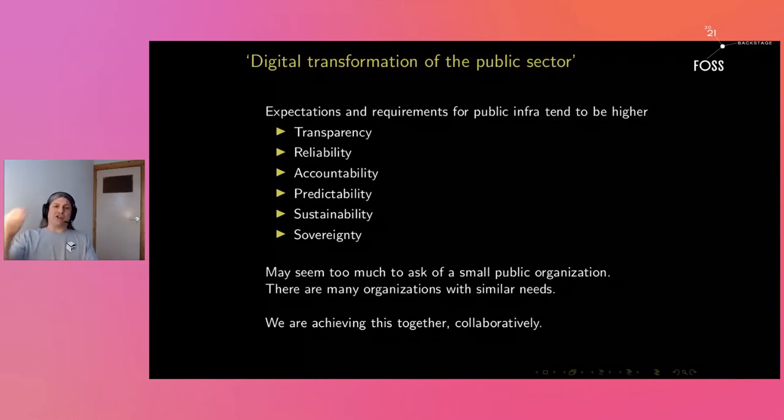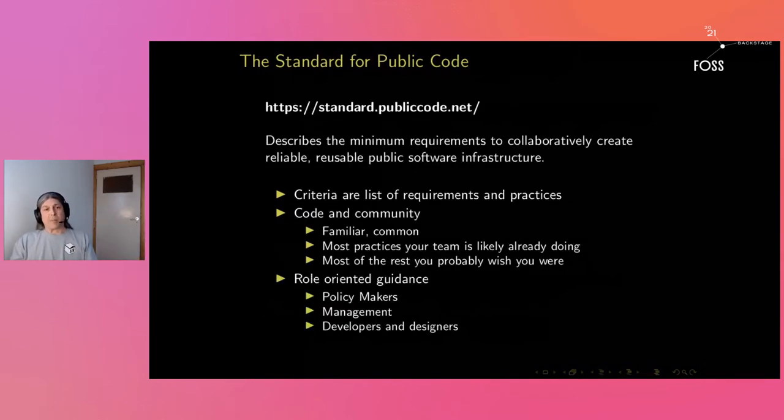And the way we are achieving this today to meet these expectations and fulfill these requirements is collaborating in the open across organizations. And a key tool to that is the standard for public code. All of the collaborators agree to fulfill the requirements and uphold all the criteria in the standard. And if you're a developer, as you look through this, you're not going to see anything that's very surprising to you. It's almost certainly going to be things that you're either already doing or maybe you wish you were doing.